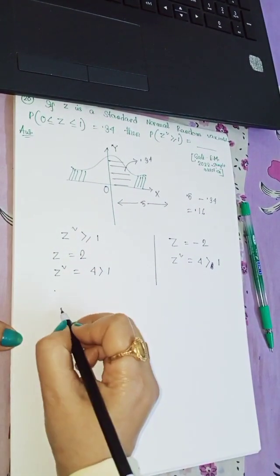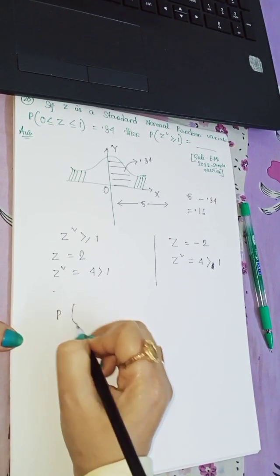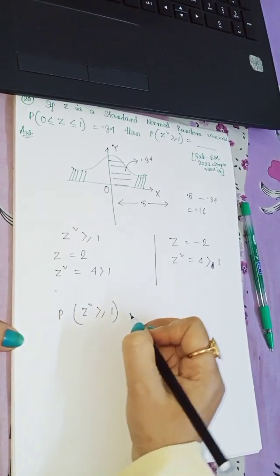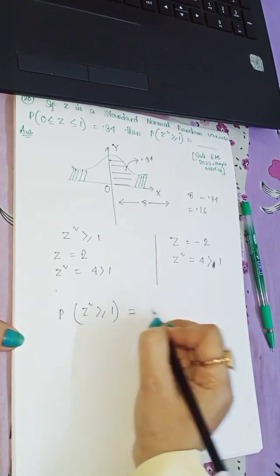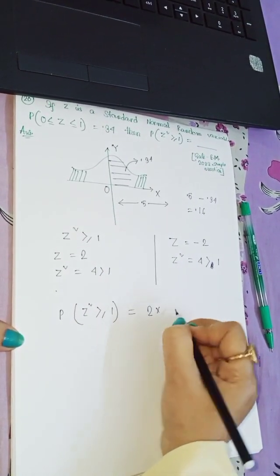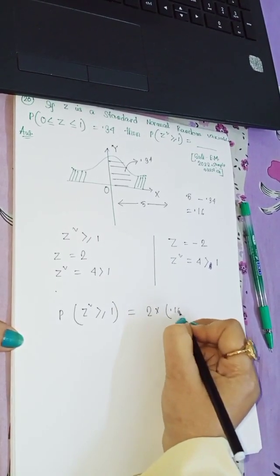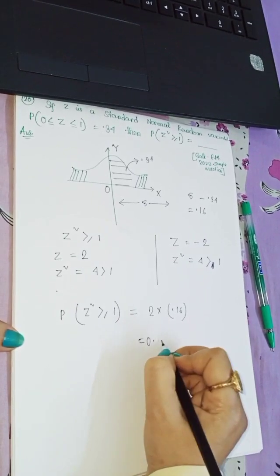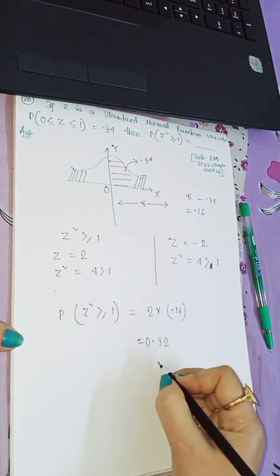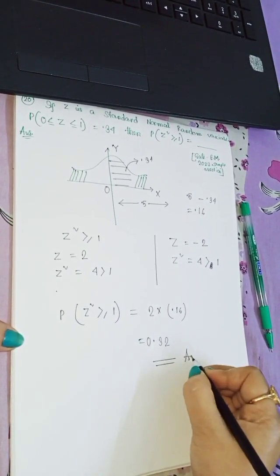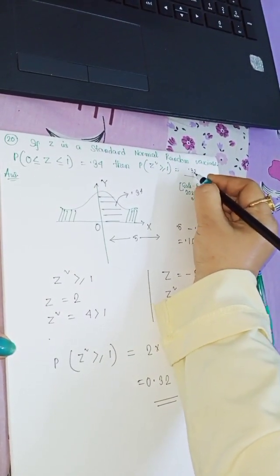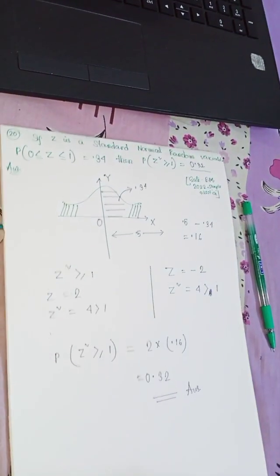So now P of Z square greater than or equal to 1 is 2 into 0.16, that is equal to 0.32. So it is our required answer, and the answer is 0.32. So these are the two solutions.